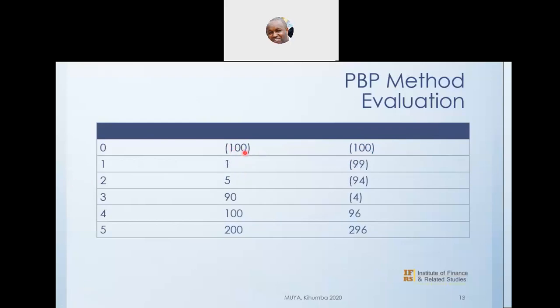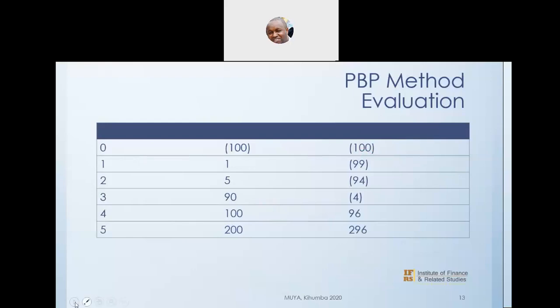Consider project B, whose initial cash outlay is the same, but the cash flow patterns change. We've got 1, 5, 90, 100, and 200. What will be the payback period? We notice that the payback period is somewhere between year 3 and year 4. We'll not compute the exact figure, but I hope you can notice that.